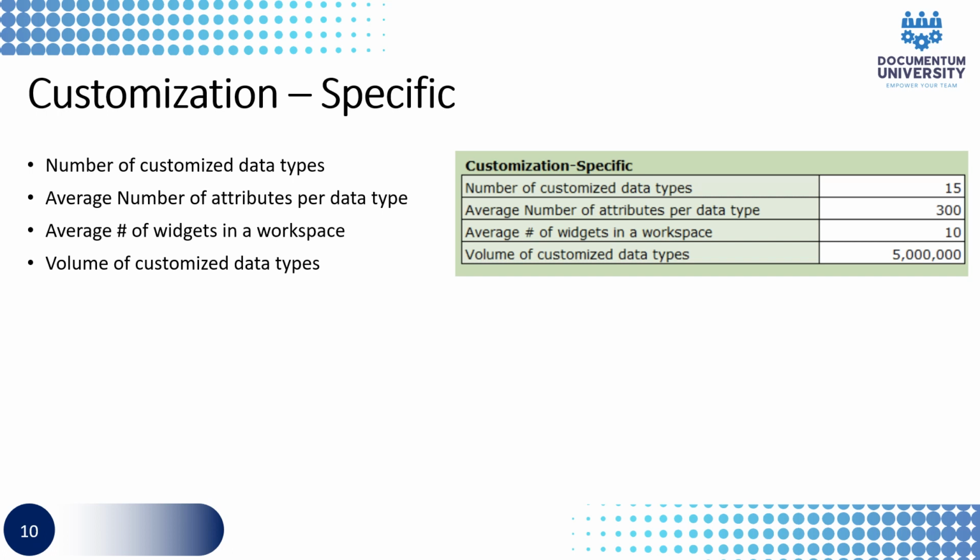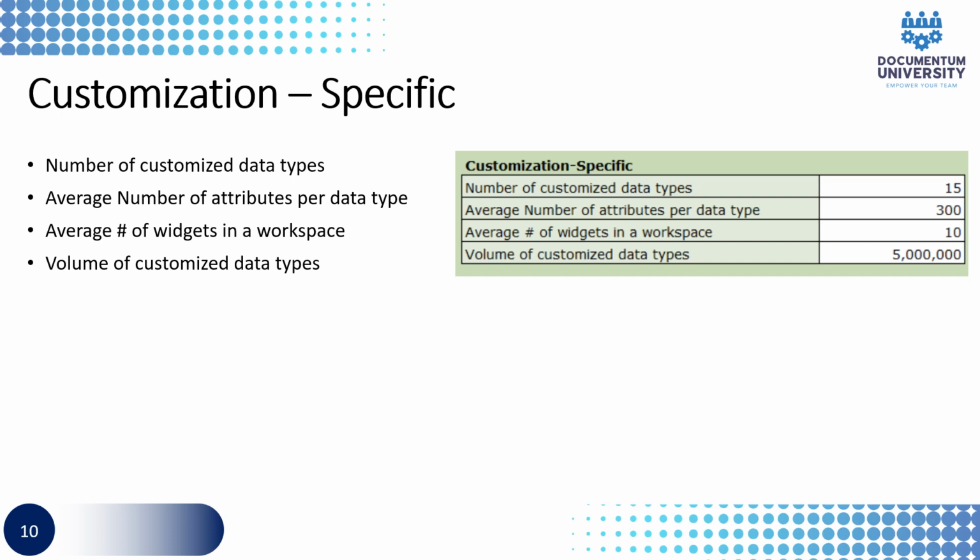The first parameter is the number of customized data types. This parameter refers to the number of custom object types that have been created to fit the specific needs of your organization. The second parameter is the average number of attributes per data type. To determine this parameter, you can run an IAPI command with count(*) on the specific object ID to count the number of attributes for each data type.